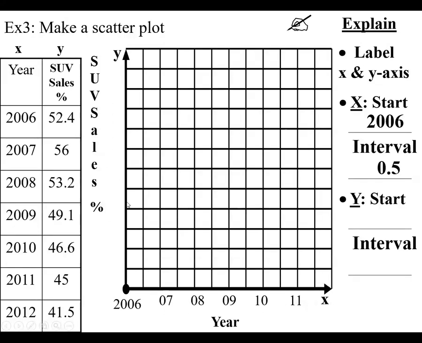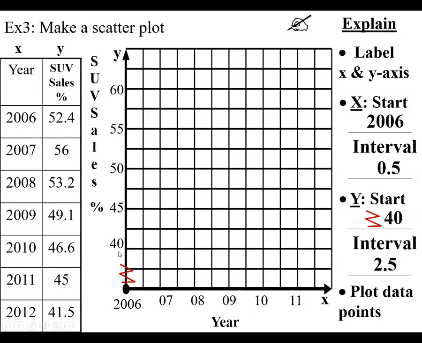And then for the y-axis, notice how I have to scrunch it up a little bit because we're starting at 40. So there is no data below 40. So that's why I put the little squiggle here. And then we start going up so we can see all of our data points clearly.